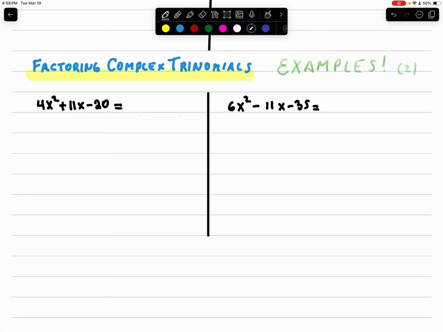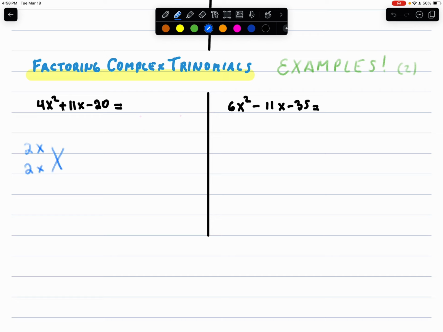Okay, so now we have a chance to factor two slightly tougher complex trinomials. Why tougher? Well, the one on the left, 4x squared, I can have two choices. I could do 2x and 2x or 4x and 4x, and we don't really know. So let's just guess that maybe it's the 2x and the 2x. So we're going to start with 2x and 2x.